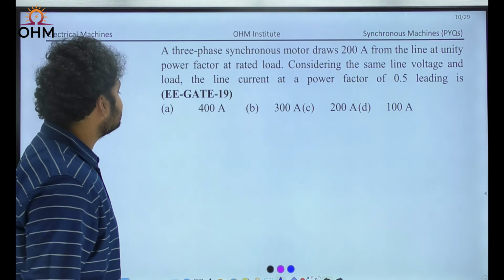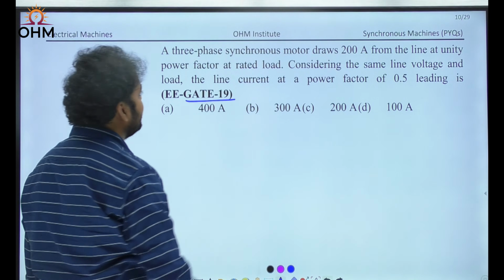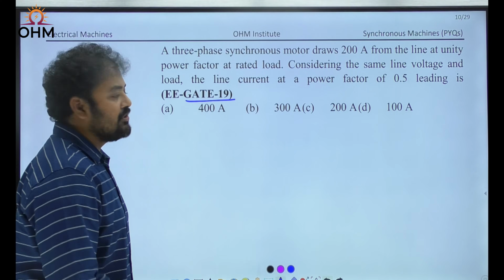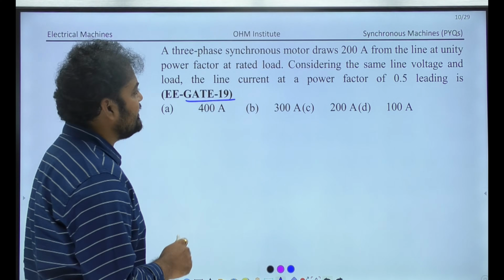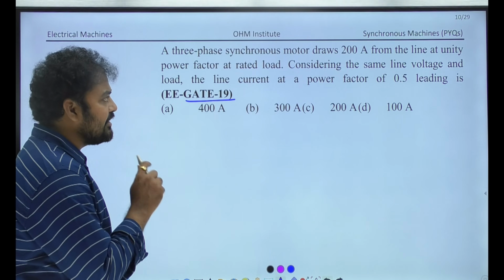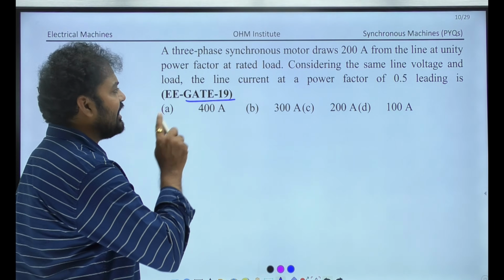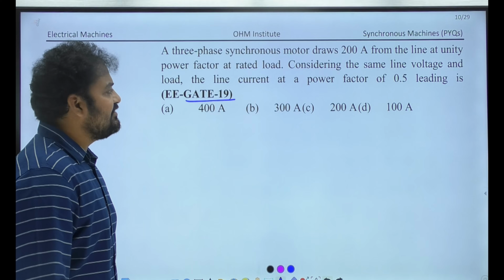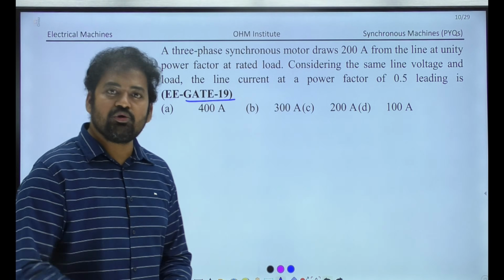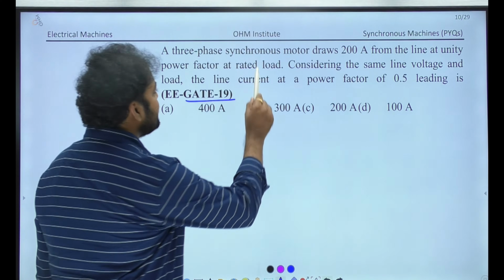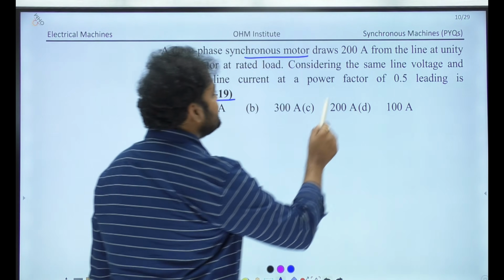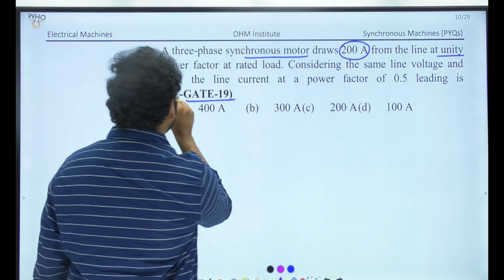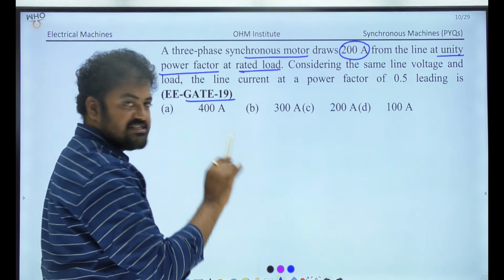Alright, so we have one more question. This is from GATE 2019 paper. 1 mark question. Read the problem. A 3-phase synchronous motor drawing 200 amperes from the line at unity power factor at rated load. Considering the same line voltage and load, the line current at a power factor of 0.5 leading is how much? So there are two cases here. In the first case, it is a motor, first point, synchronous motor. In the first case, machine is drawing 200 amperes at unity power factor, guys. Power factor is unity at rated load. This is the first case.